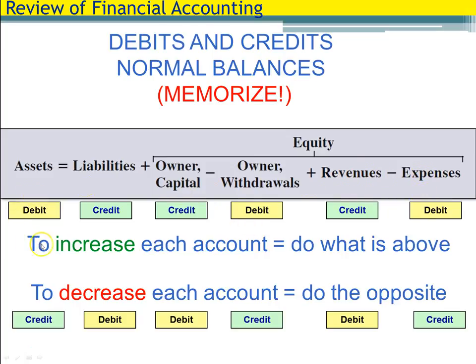And I've also listed here that to increase each account type, you do what is above, or do whatever the normal balance is. And what I mean by that in real simple terms is, let's take an asset for example, which has a normal debit balance. If I want to show an increase in an asset account, I would debit it. Whatever the normal balance is, I do that as well. To decrease each account, I do the exact opposite. So if I want to show a decrease in an asset, which is a normal debit balance, I credit that asset account, and so on and so forth.